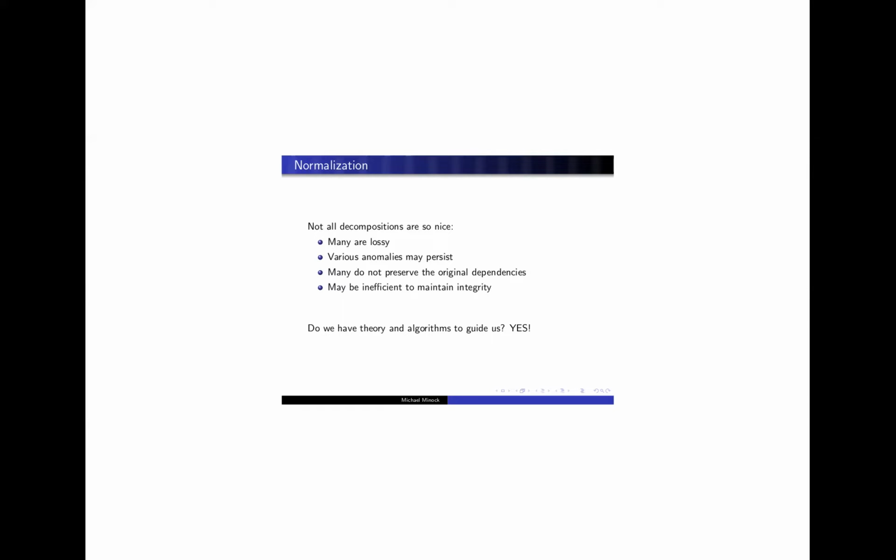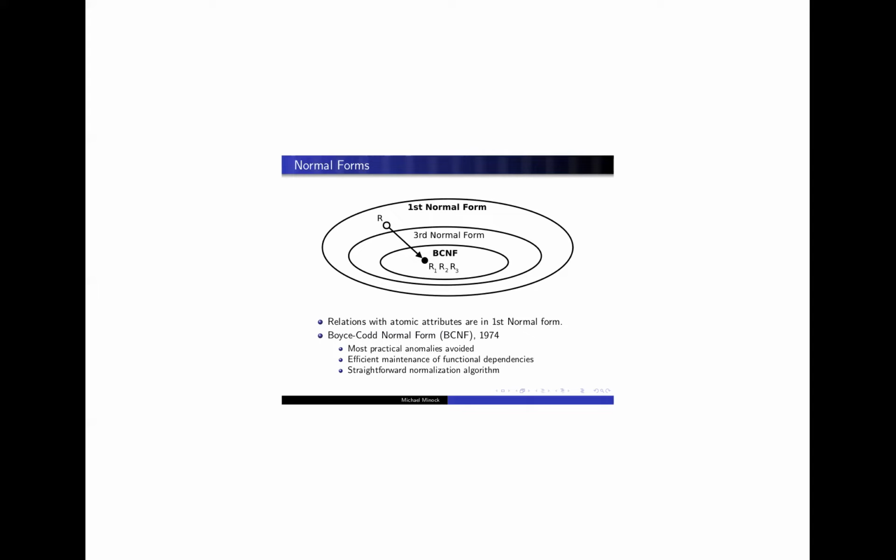Not all decompositions are so nice. Many are lossy. Various anomalies may persist. Many do not preserve the original dependencies, and they may be inefficient to maintain integrity. But BCNF is actually good on all these. It's lossless. It gets rid of those anomalies we had. It can preserve the original dependencies, and it's efficient to maintain. So we now have a theory that's going to guide us, and we're going to develop that theory toward the proper decomposition.